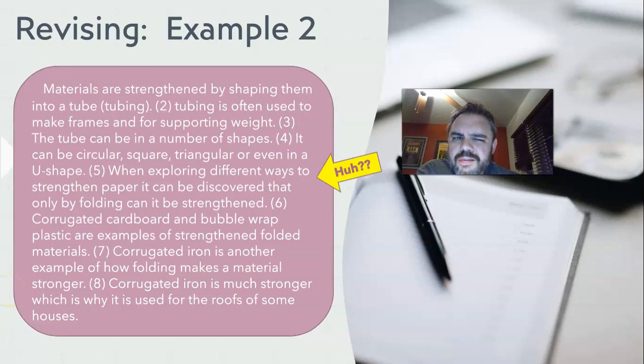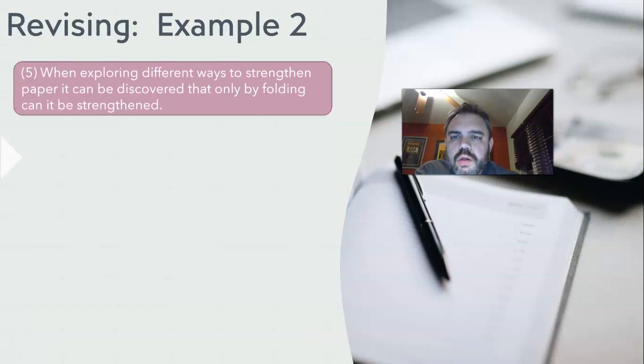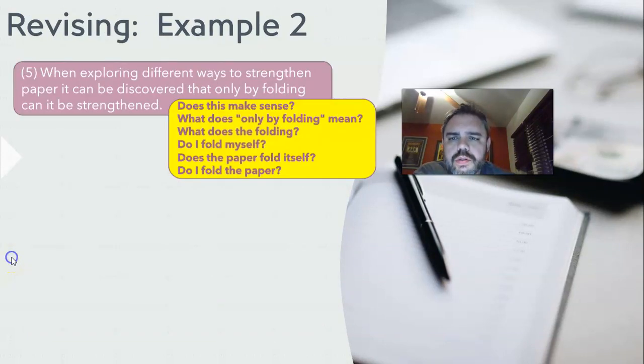I'm thinking, huh? I got a question about number five. It says, when exploring different ways to strengthen paper, it can be discovered that only by folding can it be strengthened. Hmm. So again, I'm gonna try to ask myself some questions. I'm gonna do some thinking aloud here. Does this sentence make sense? When exploring different ways to strengthen paper, it can be discovered that only by folding can it be strengthened. So what does only by folding mean?